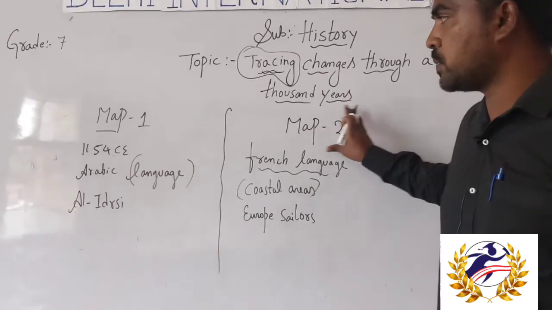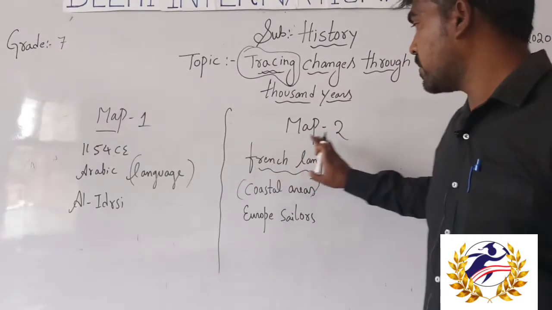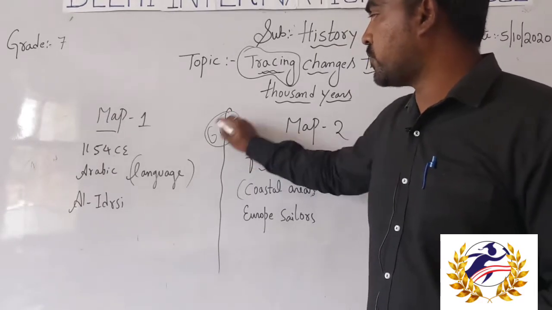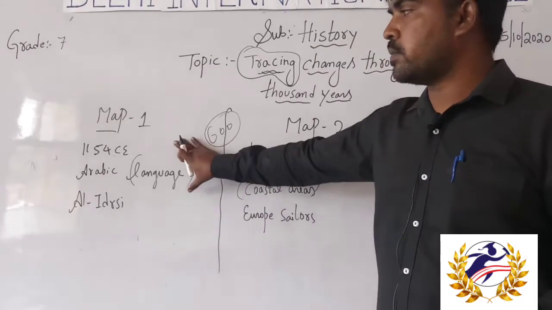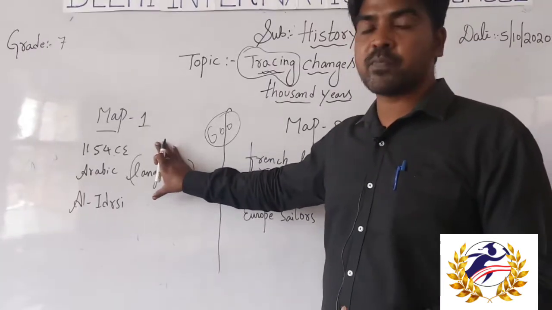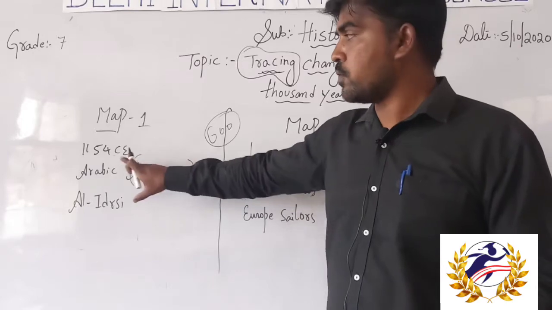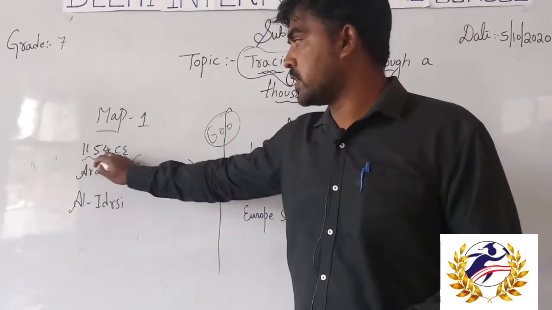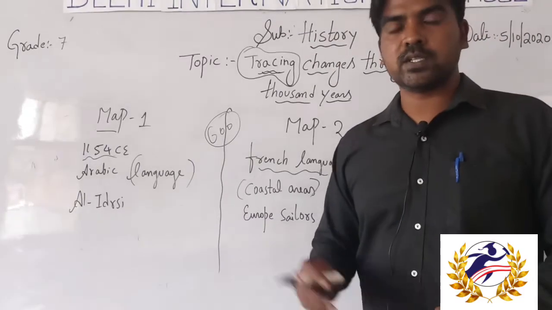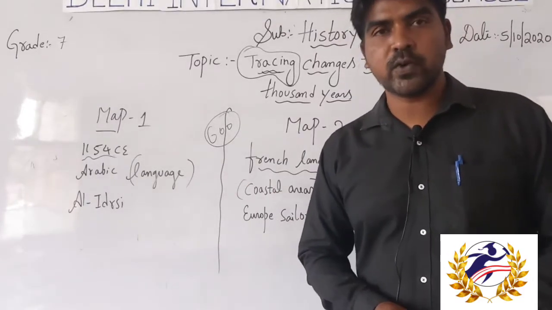So this is the difference between Map 1 and Map 2. There are nearly 600 years between Map 1 and Map 2. This was the very first map of India, introduced in 1154 CE. Just hold on, students. We'll go to the next concept.